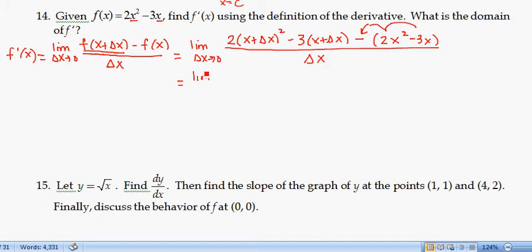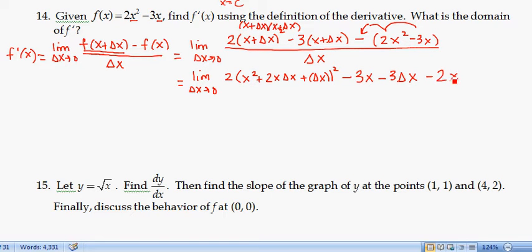Okay, so let's simplify this. I'm going to expand out this binomial in the numerator and distribute. So I'd have 2 times, remember this is x plus delta x times x plus delta x. So when I FOIL or distribute, I get x squared plus 2x delta x plus delta x quantity squared. Distributing my negative 3, I get negative 3x, negative 3 delta x. And then again, distributing my negative, I get negative 2x squared and plus 3x. Okay, and all this is over delta x.